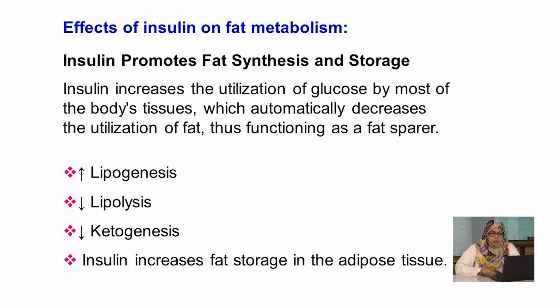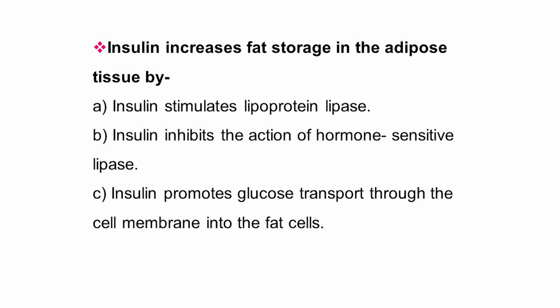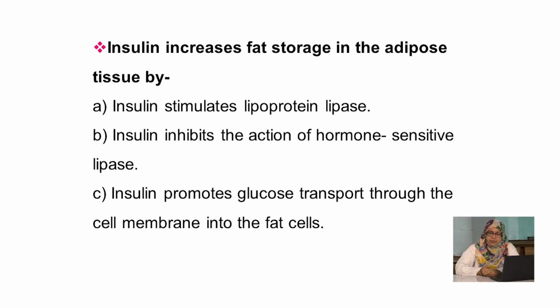Now, what are the effects of insulin on fat metabolism? Insulin promotes fat synthesis and storage. Insulin increases the utilization of glucose by most of the body's tissues, which almost automatically decreases the utilization of fat, and thus functions as a fat sparer. That is, it increases lipogenesis, decreases lipolysis, decreases ketogenesis, and increases fat storage in the adipose tissue. It does so because insulin stimulates lipoprotein lipase, inhibits the action of hormone sensitive lipase, and promotes glucose transport through the cell membrane into the fat cells.